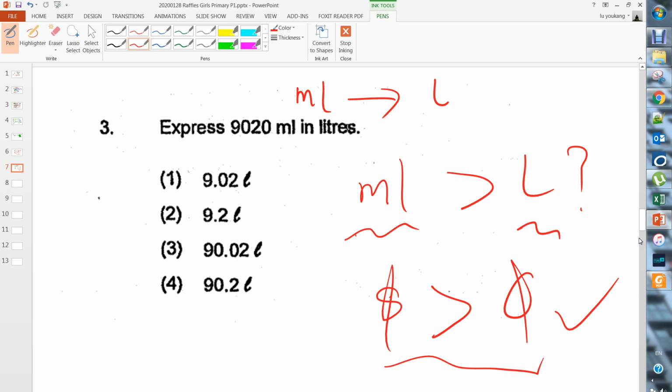So now the question is, I'm really wondering what you are learning throughout your life until today. Until you don't know what is ML, you don't know what is L. You don't even know which one is big, which one is small. Let's not talk about whether the conversion is 100 or 1000 or 10.